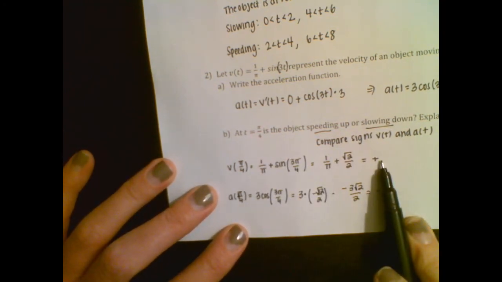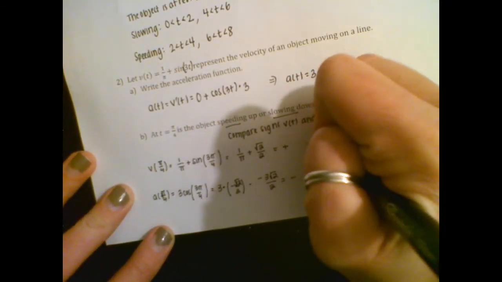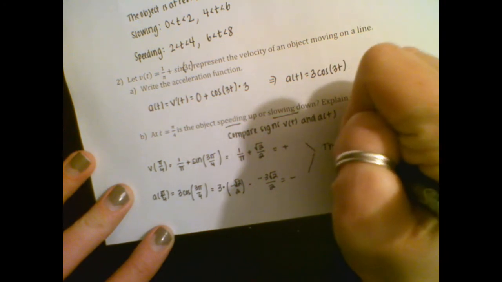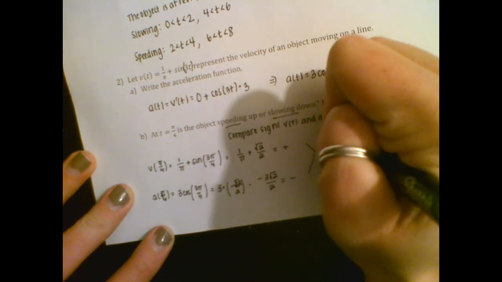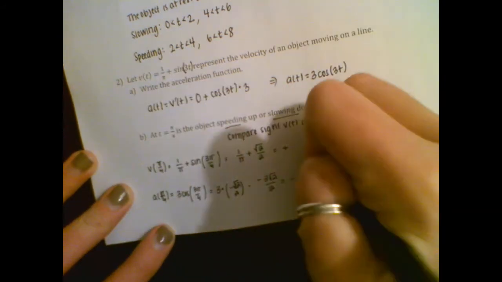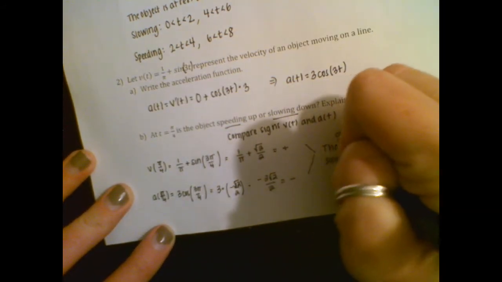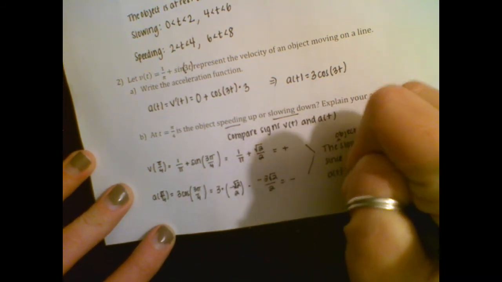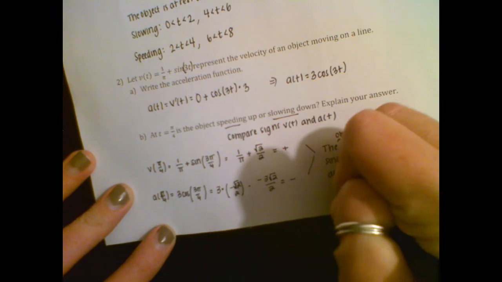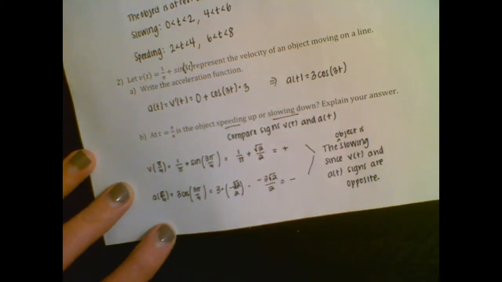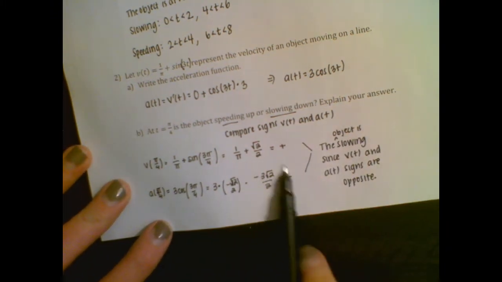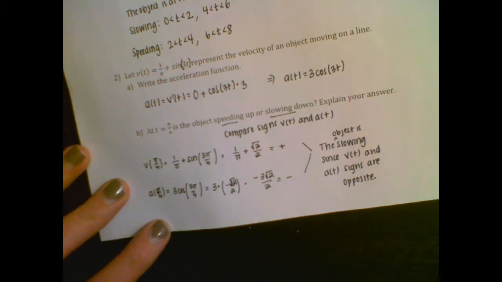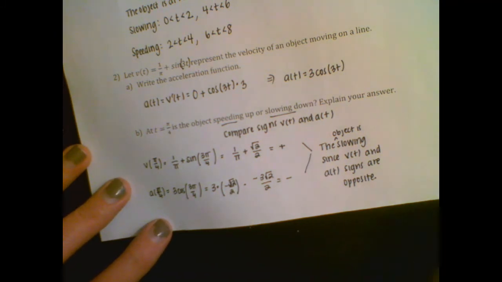So since the velocity is positive and the acceleration is negative, this is telling us that the object is slowing because these signs are opposite. The object is slowing since our v of t and a of t signs are opposite. So again, we really weren't worried about the number of these. We just wanted to know whether it's going to be positive or negative. And then we wanted to just compare it to determine if we're speeding or slowing.